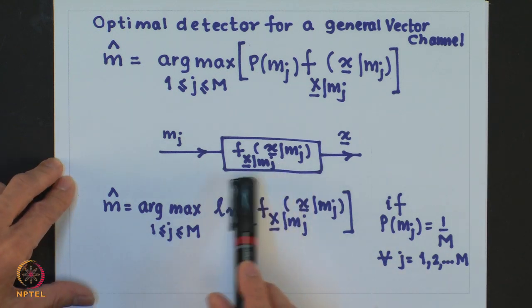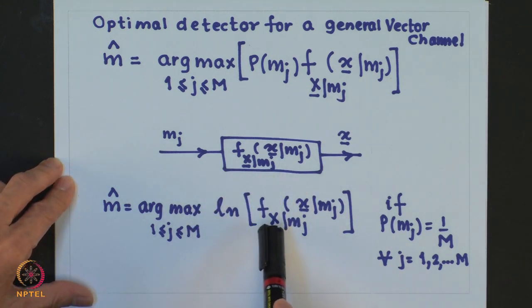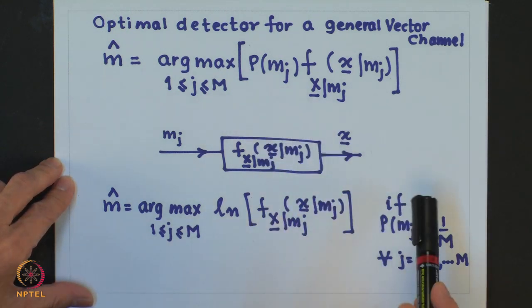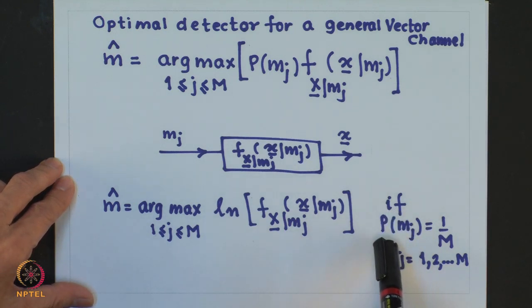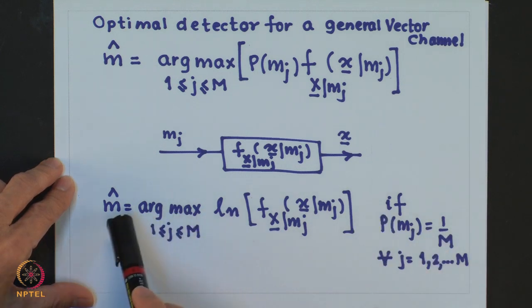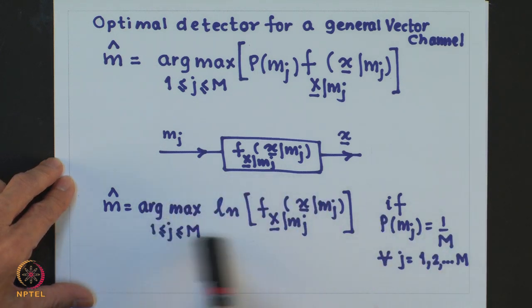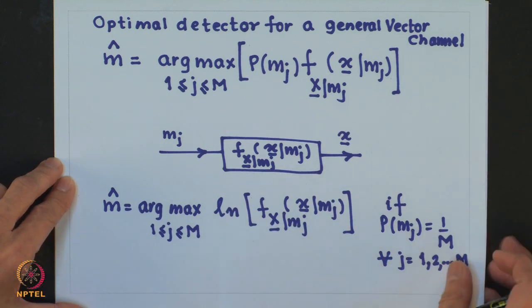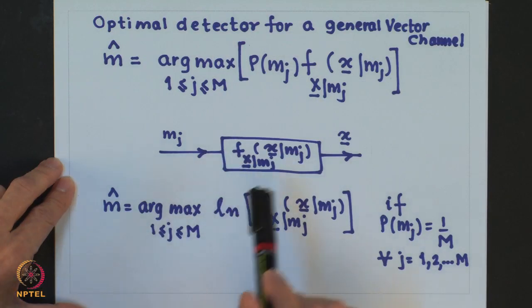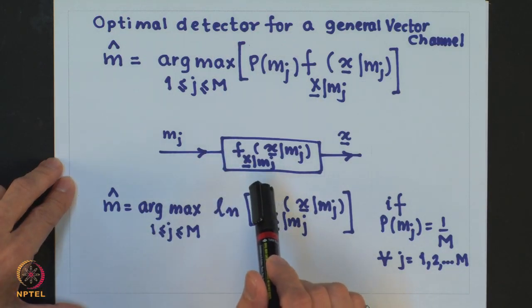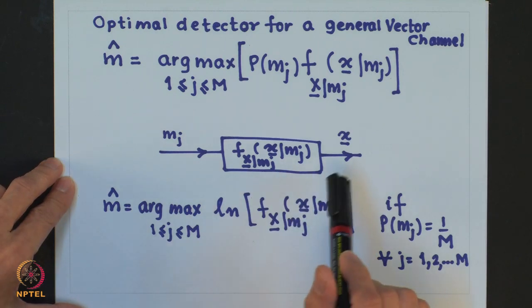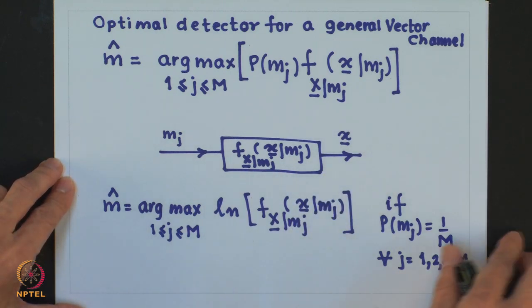And for the maximum likelihood detector, which is a simplified version of the MAP detector, when the probabilities of the messages are all equiprobable, you get the decision rule to be of this form. Now, let us extend this study to a specific case of additive white Gaussian noise. So, we will explicitly utilize the statistics of the noise.